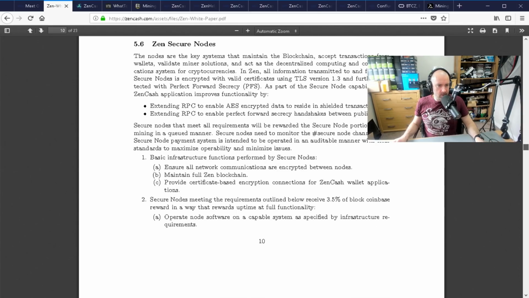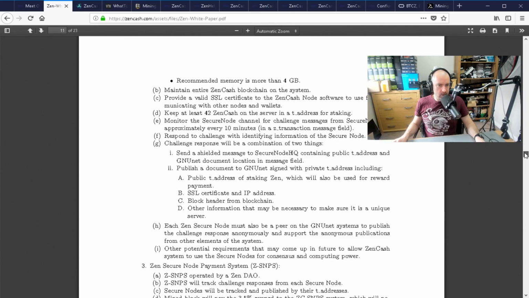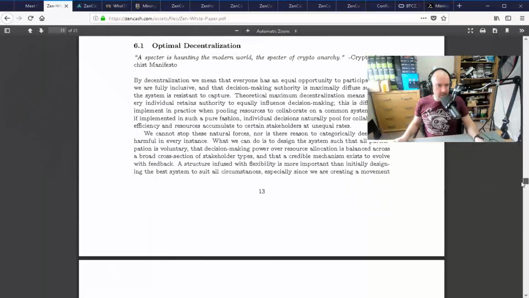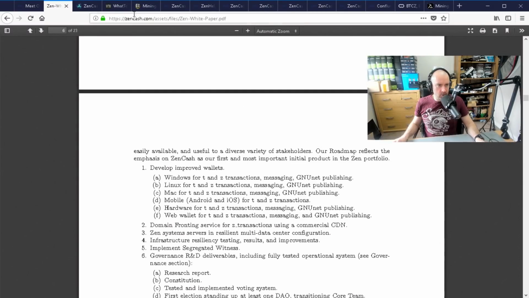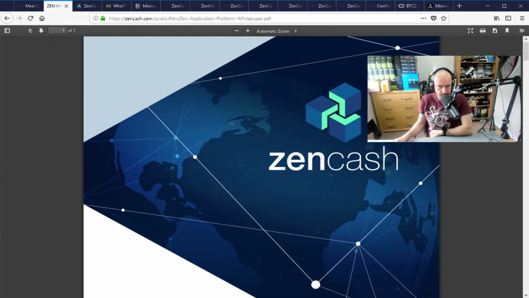But you can see what they were outlining a year ago with secure nodes and all that, what they were planning to do. Keep at least 42 ZenCash in the server and a T address, all these kind of things. So all the information is there about how to set it up. But that was a year ago. They've actually just released a newer one, the new Zen white paper.